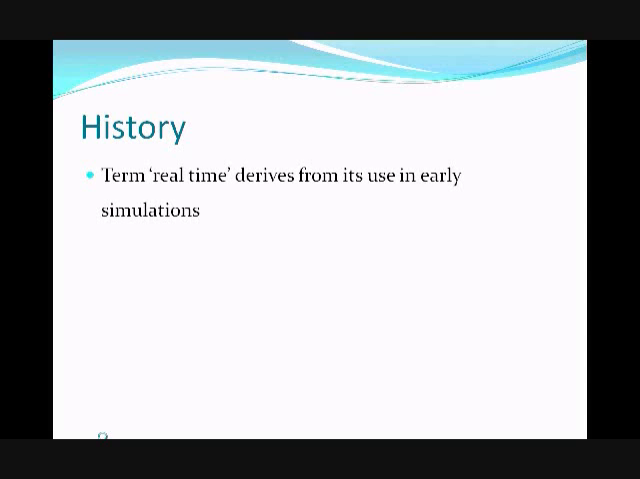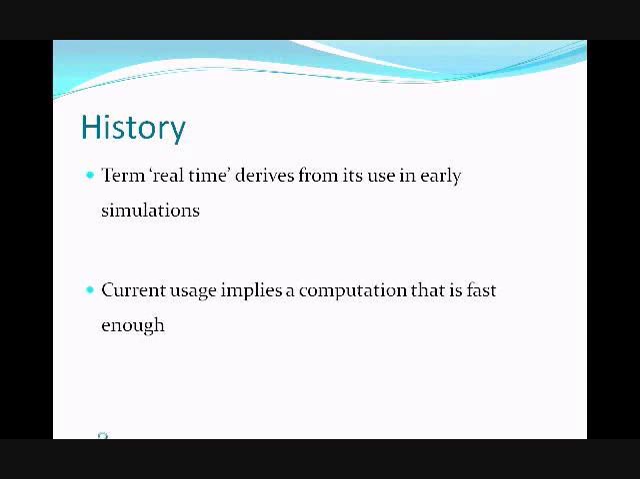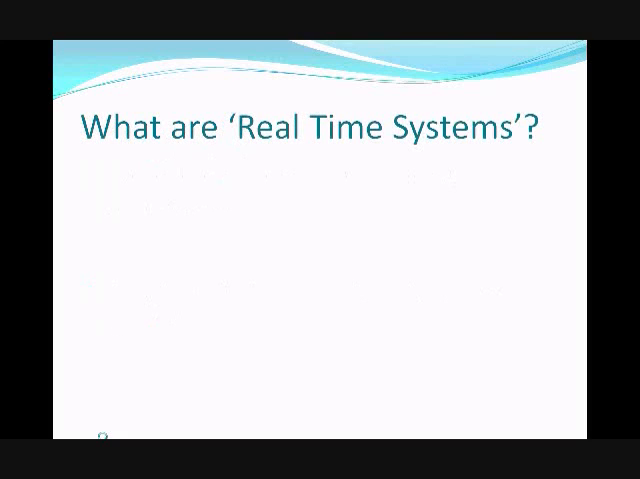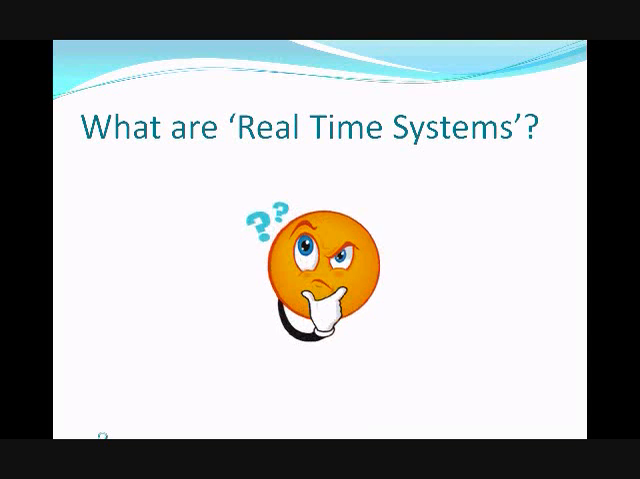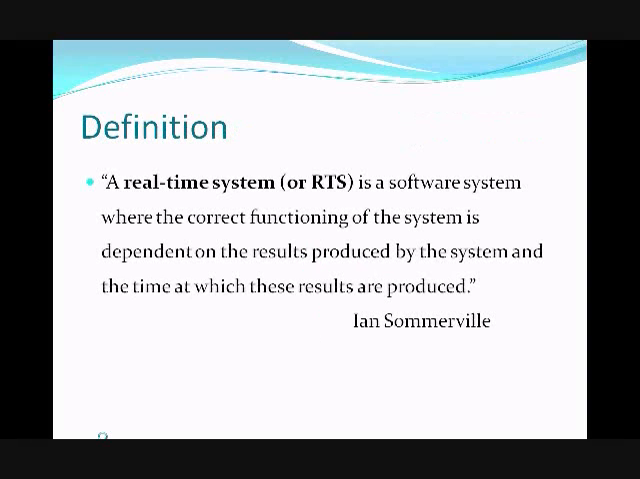Now let's take a look at what a real-time system is. Real-time systems are different from other types of software systems. Their correct functioning is dependent on the system responding to events within a given, usually short, time interval. There are several technical definitions for real-time systems. For example, following is Ian Sommerville's definition for real-time systems. However, this is not a strict definition since there can be several ways it can be expressed.